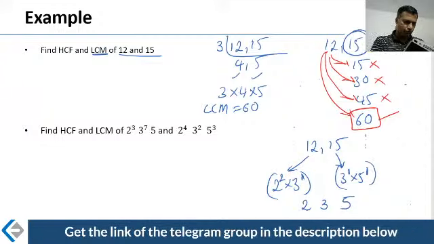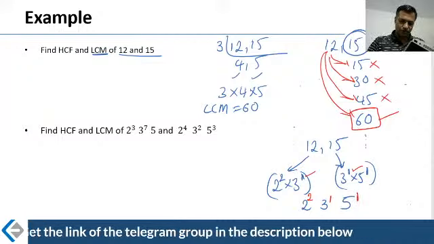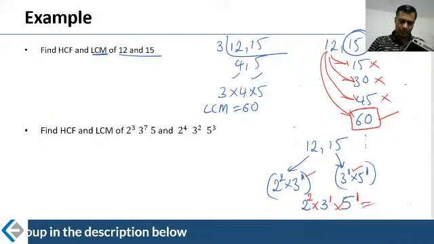What is the highest power of 2? The highest power of 2 is 2 power 2. What is the highest power of 3? It is 1. Either you look here or you look here, it doesn't matter, it is 1. Okay, what is the highest power of 5? That is also 1. Multiply them, you get the same LCM, which is 60.